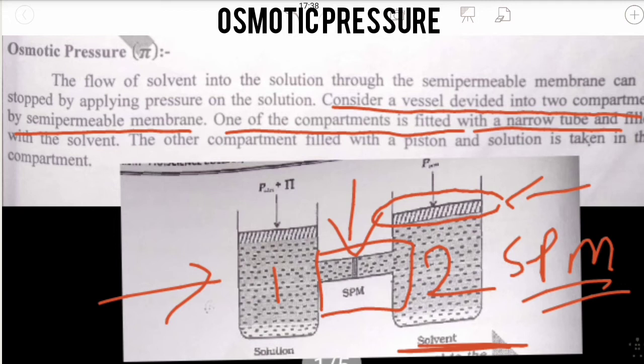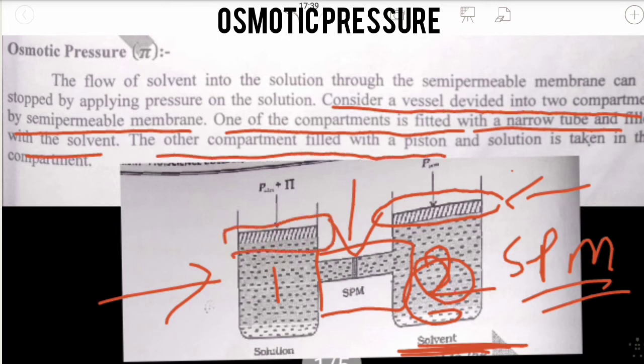If it is not visible in this diagram, take the NCERT chemistry textbook and look there. One compartment is fitted with a narrow tube and filled with the solvent. This is the part where the solvent is filled. The other compartment is fitted with a piston, and the solution is taken in this compartment. This compartment mainly consists of solution and that compartment mainly consists of solvent.